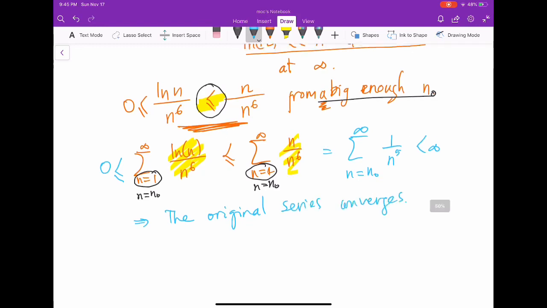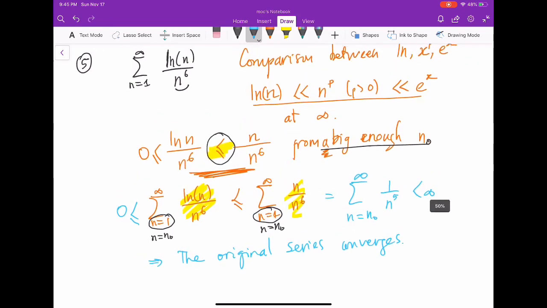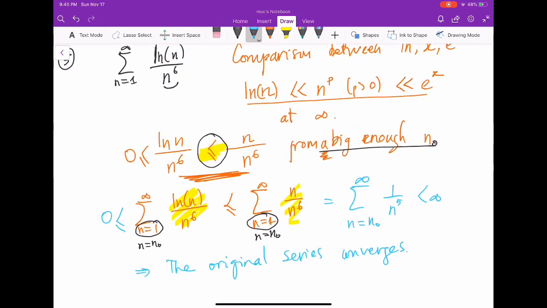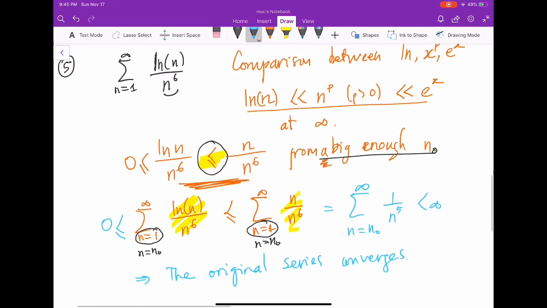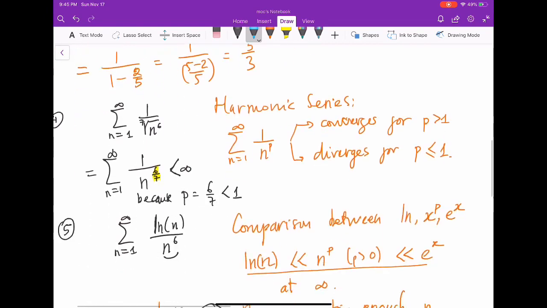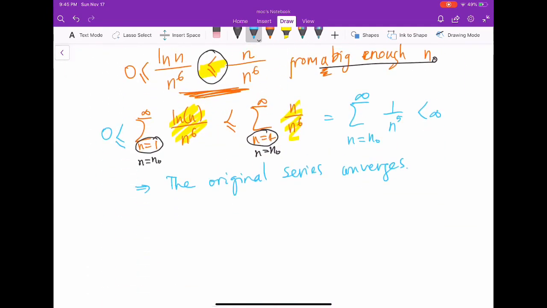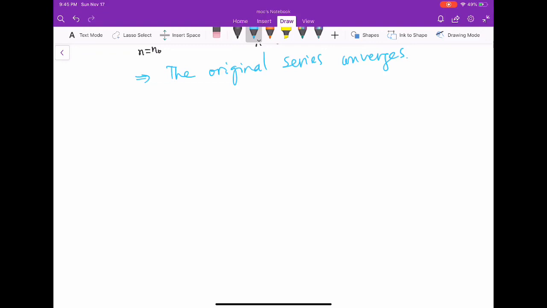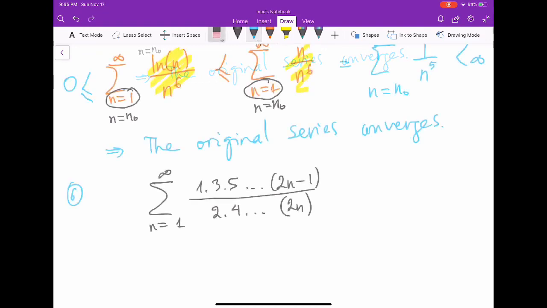All right, this is how we can use comparison between Ln and polynomials. All right, so we already did, let's say, p-test, geometric series, okay, and comparisons. And now let's use ratio test. The next problem looks like this.